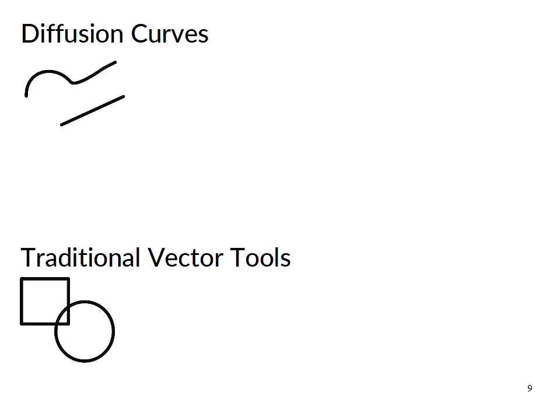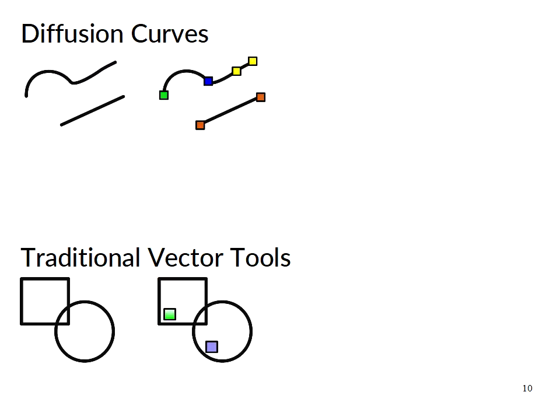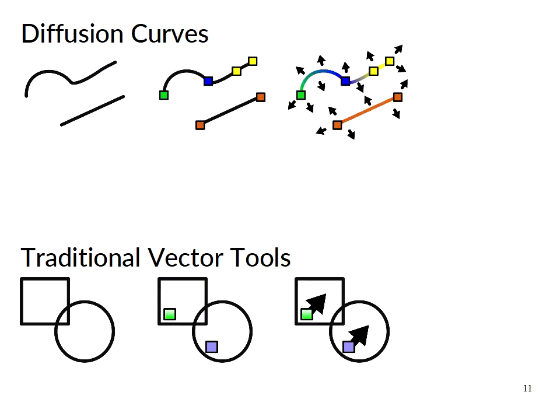For example, with diffusion curves, you create a drawing by drawing curves on a canvas, whereas with traditional vector graphics tools, you create your drawings by drawing closed shapes. With diffusion curves, you can assign colors to different points on your curves, whereas with traditional vector graphics tools, you assign colors to entire shapes. With diffusion curves, your colors are diffused across the entire canvas, whereas with traditional vector graphics tools, the colors you assign to a shape are limited to those shapes.